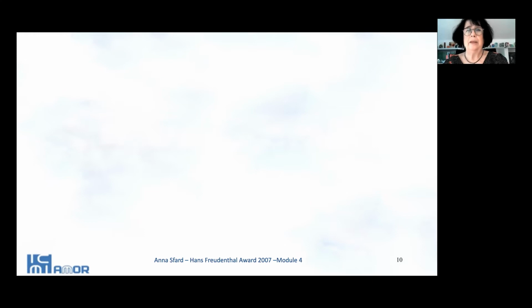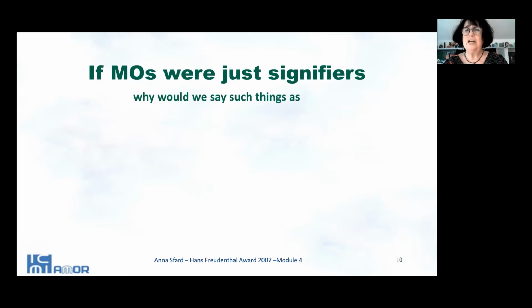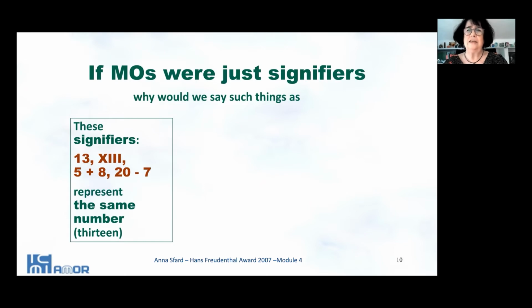But wait, if mathematical objects were just signifiers, why would we say such things as these signifiers, you can see those red signifiers on the left here, represent the same number?